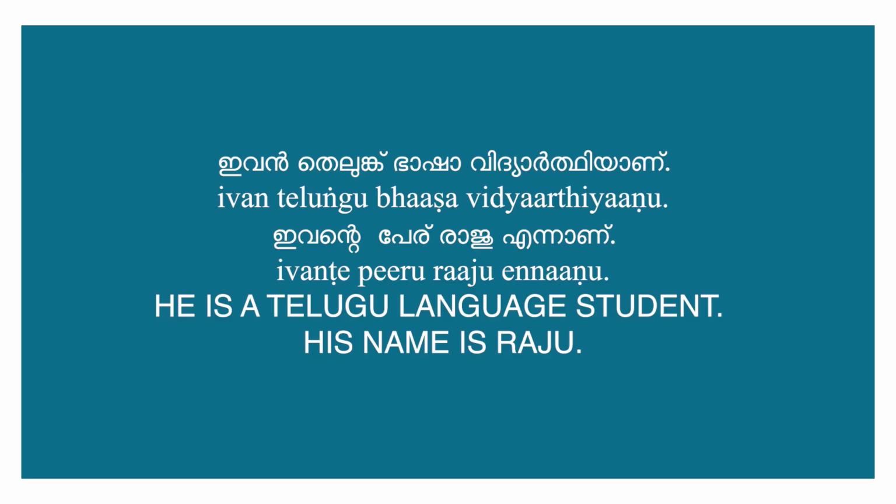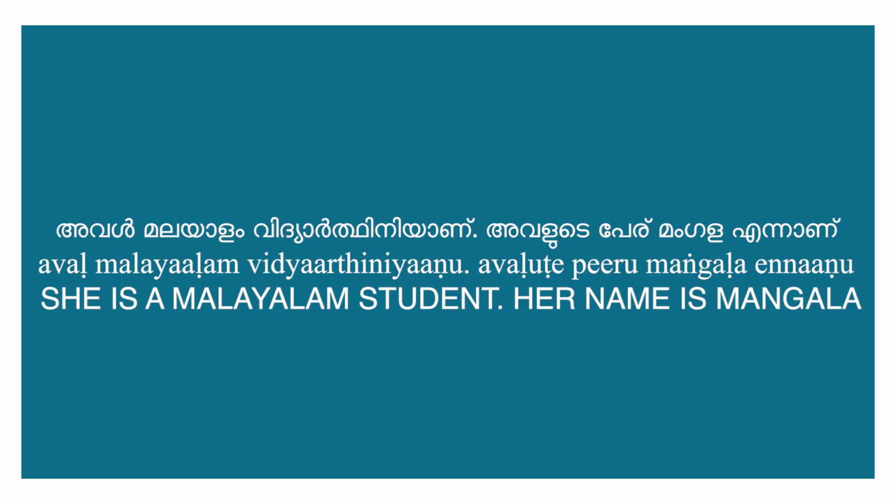Ivan Telugu Bhasha Vidyarthiyanu. Ivante pere Raju ennanu. He is a Telugu language student. His name is Raju. Aval Malayalam vidyarthiniyanu. Avalude peru Mangala ennanu. She is a Malayalam student. Her name is Mangala. In the given sentences, different pronouns are used to refer to people and their possessions.